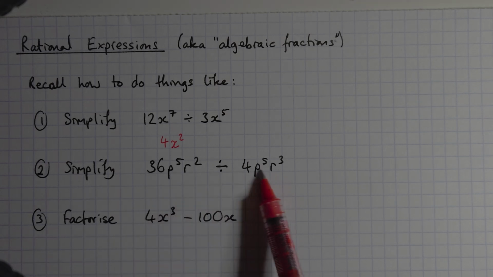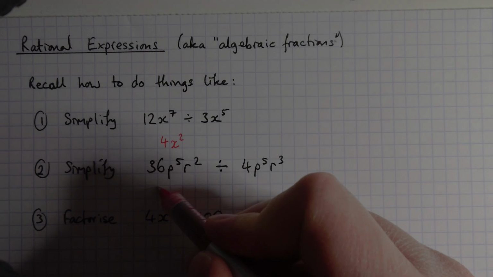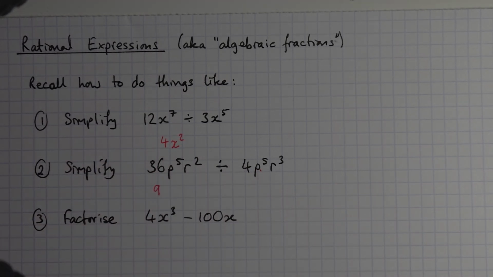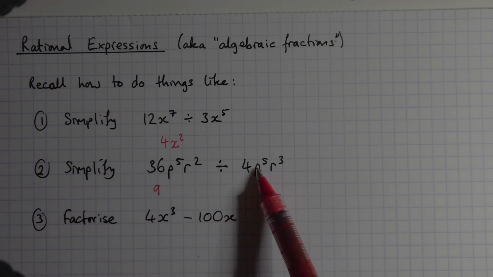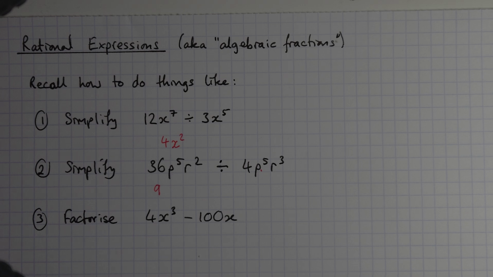This is also index laws, and we're going to do each one separately. So 36 divided by 4 is 9. p^5 divided by p^5, it's not 0, it's 1. Divide any number by itself. So p^5 divided by p^5 is just 1, so you don't need to write anything. You could write p^0 if you like, but p to the power 0 is just 1.